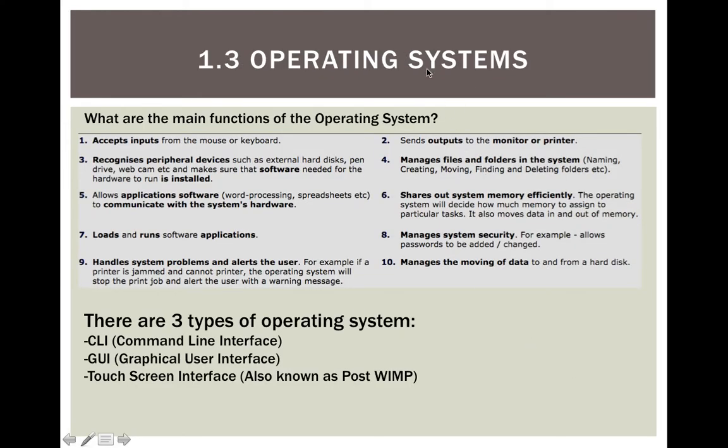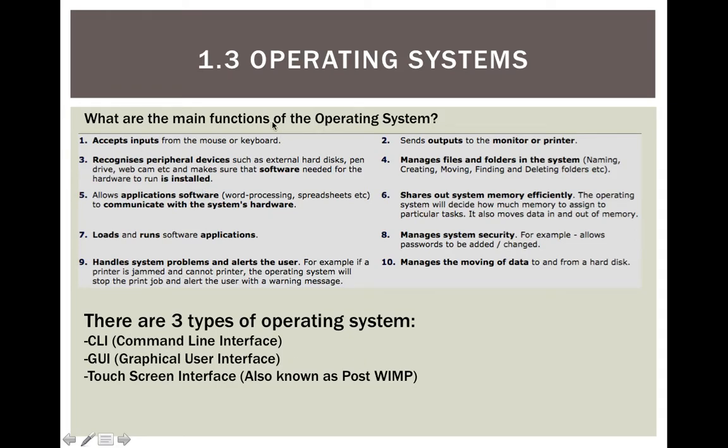Okay, going on to 1.3, talking about operating systems, the OS of the computer. There are three types of operating system: the command line interface operating system, the graphical user interface operating system, and a touchscreen operating system. Now, again, there are brands that you'll be familiar with. Windows is an operating system. Linux is an operating system. Apple has its own operating system, iOS, or whatever version they're currently up to.